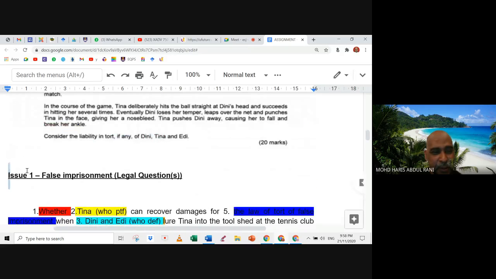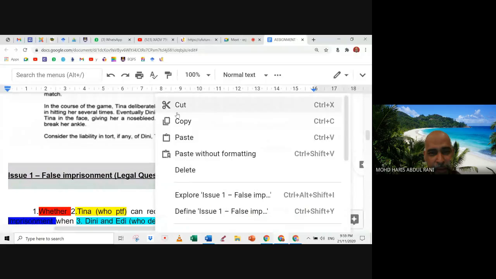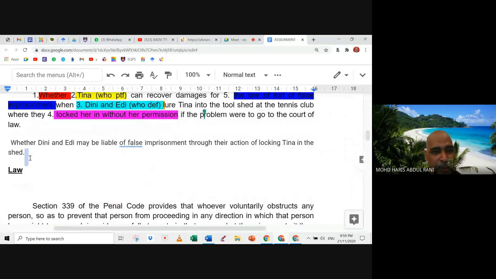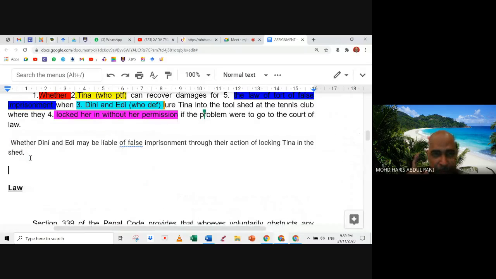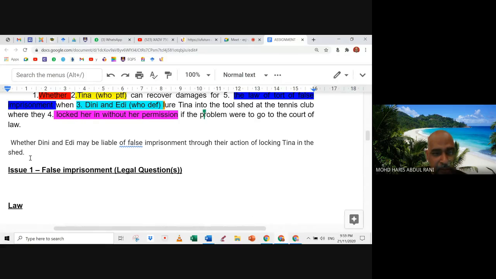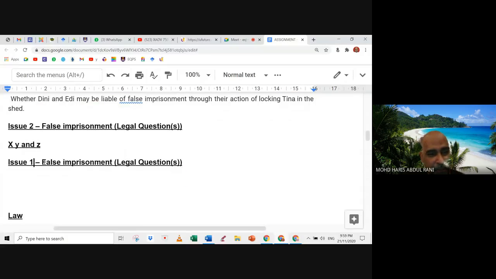Because here, I boleh kata, this is issue number 1. I copy issue number 1. And then you boleh letak kat bawah ni. Again, we are looking at false imprisonment. So you boleh kata issue number 2. So issue number 2, maybe it is because X and Z ke apa, X, Y and Z punya cerita. So you again, that is one situation. Kalau ada isu yang sama juga, you letaklah isu 3 pula.